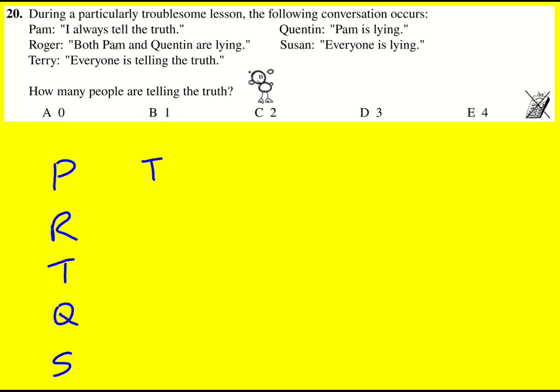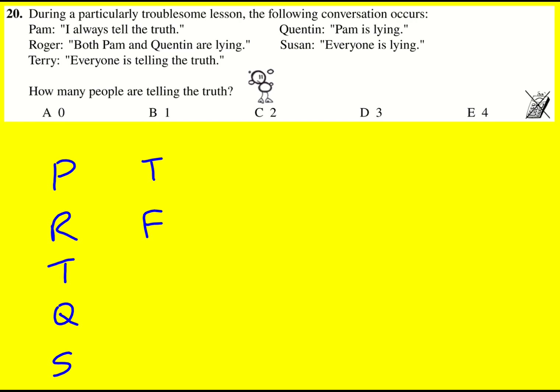Then Roger is saying both Pam and Quentin are lying. And that means that Roger must be not telling the truth. He's lying. So let's say that is false. But Roger, we can't rule out Quentin. Quentin might be lying. It might just be that Pam is telling the truth and Quentin is lying. So we can't actually make anything about that one.